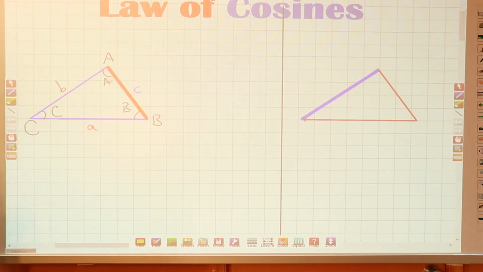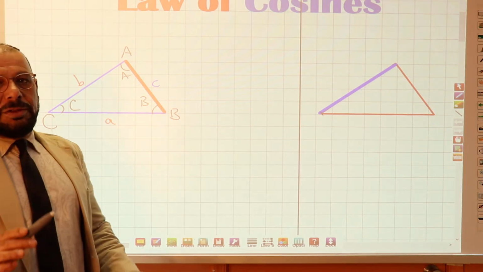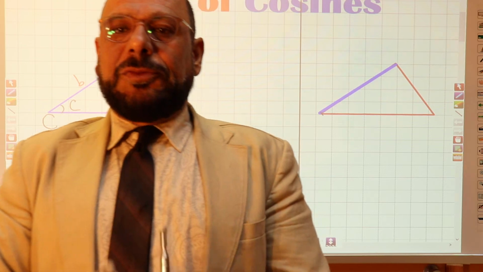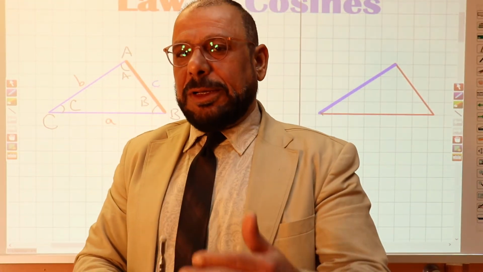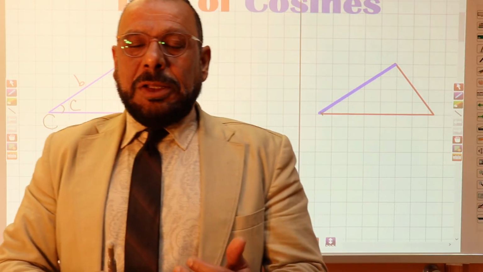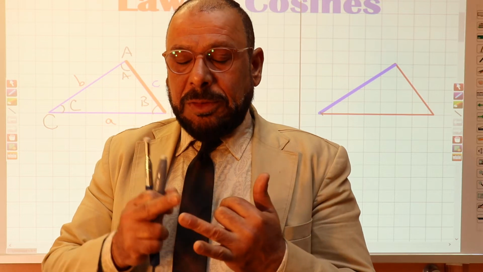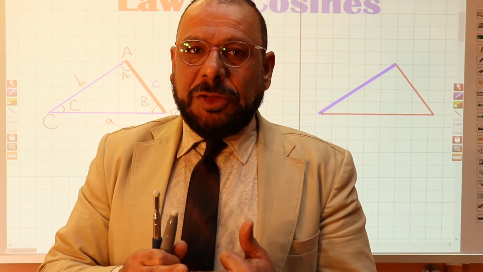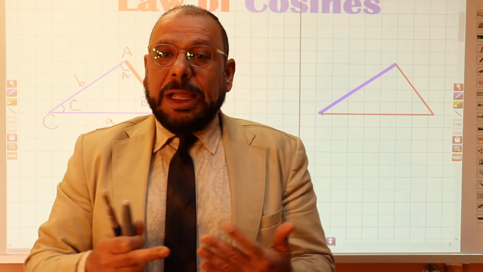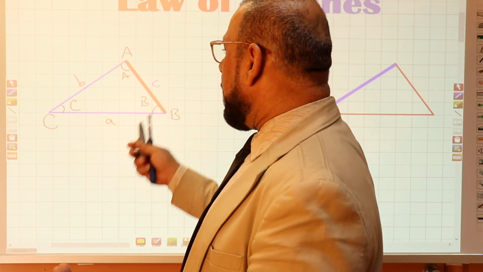Now let us see what I mean by law of cosine. For any triangle, solving the triangle means finding all the sides, finding all the angles, and finding the area of the triangle. We cannot apply the rule of half base times height because this triangle is not a right triangle.